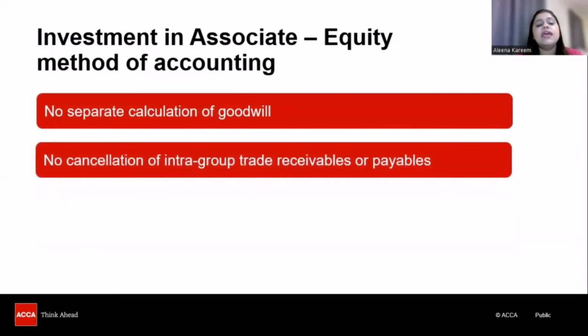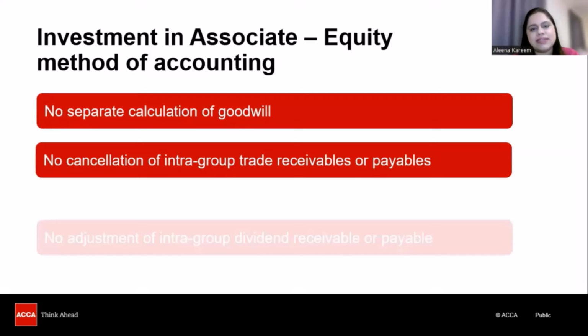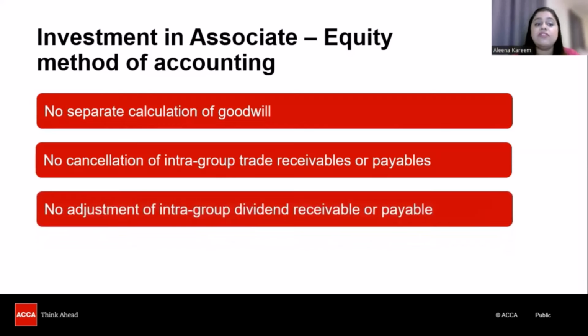We just discussed that. There is no cancellation of intra-group receivables or payables. In case of a subsidiary company, please remember that if the parent company owes money to the subsidiary company or the subsidiary owes money to the parent company, we cancel off the receivable and we cancel off the payable. No such working in associate. So in case of associate, actually your life is much easier.